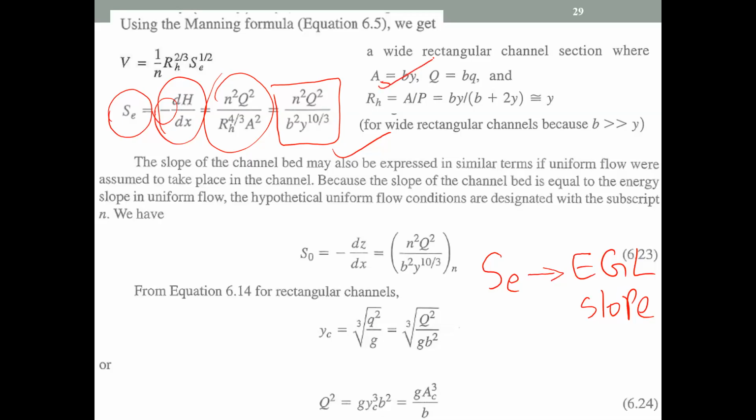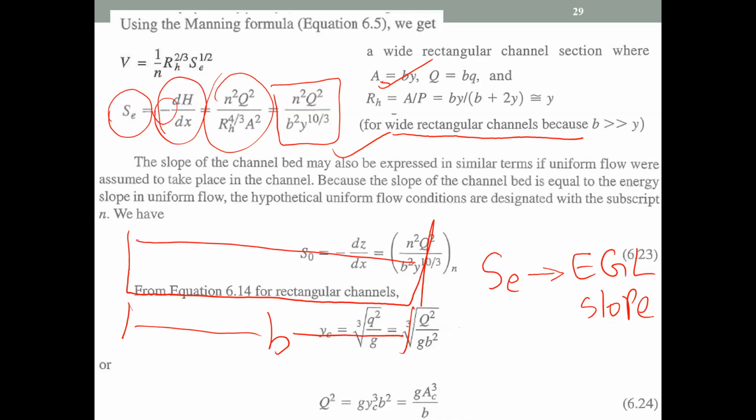And here we make a very simple assumption. What is it? We are talking about a wide rectangular channel. We have a channel like this, but it is a very wide one. So now this B compared to Y, this is Y, right? So B is much larger than Y.